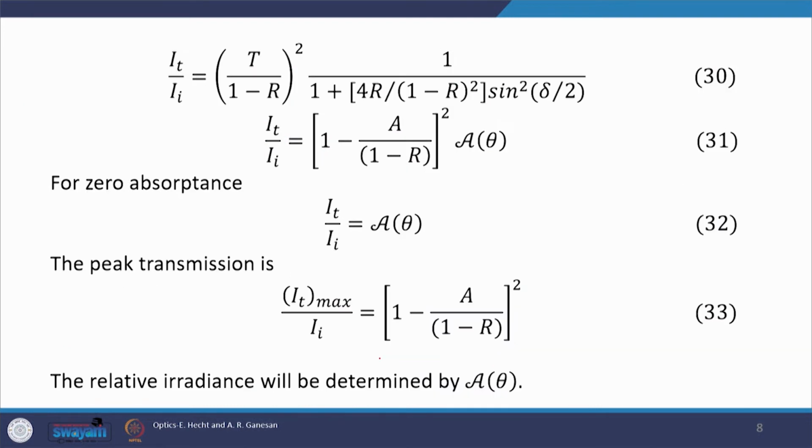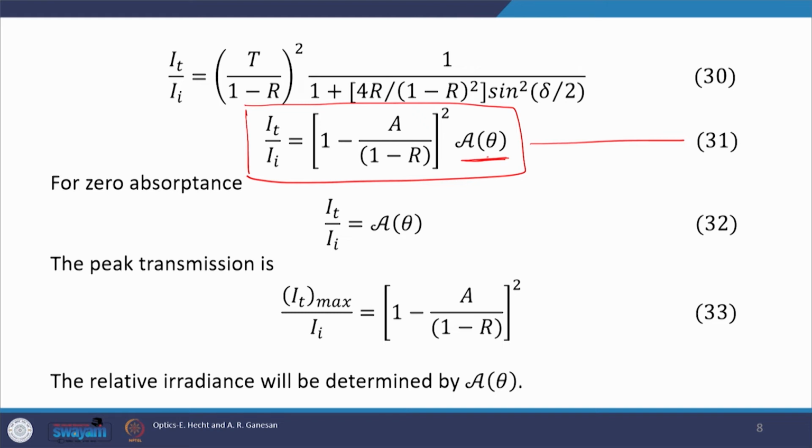Let us substitute for that. Then if you do this substitution, ultimately we will have this relation for the relative transmitted irradiance, which is given by equation 31. In this relation, we have introduced again this Airy function, the typical function which we studied in our last class.